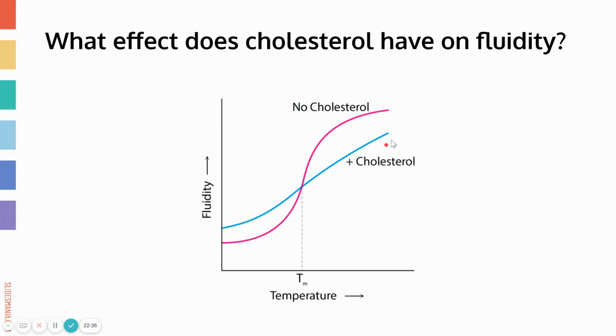So cholesterol sort of modulates the fluidity of the membrane above and below the melting temperature in opposite ways. So it basically keeps us closer to a happy medium. In which direction it's pulling fluidity is going to depend on whether we're above or below this melting temperature, which I think is a super cool thing.